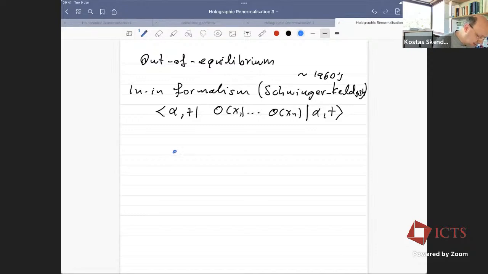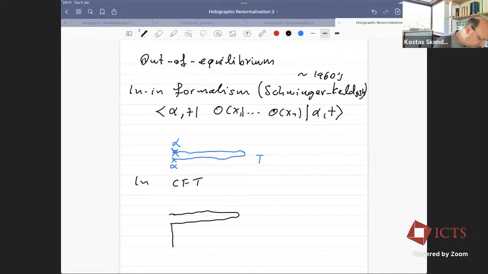So now you generate a state alpha, you go forward in time some time. Now that state, if you have a conformal field theory, you can use an operator-state correspondence. It's more general in quantum field theory, but in CFT it's cleanest because you have a clean operator-state correspondence. So any state can be generated by an operator acting on the vacuum. So then you can generate this by acting with a vacuum and having Euclidean path integrals. And you can also have an in-in formalism with vacuum states.